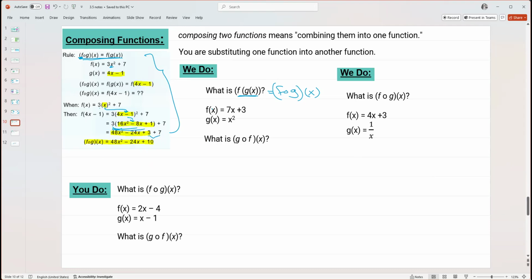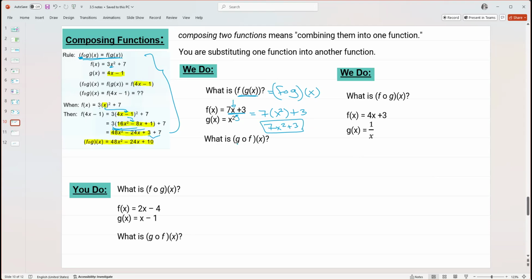Okay, so let's try some simpler ones. So we've got f of g of x. We're going to take our f function, and I'm going to replace that x with my g function, which is just x squared. So this one is going to be 7x, and we're just going to insert x squared, plus 3. It doesn't simplify to anything other than 7x squared plus 3. Okay. We replace an x with an x squared.